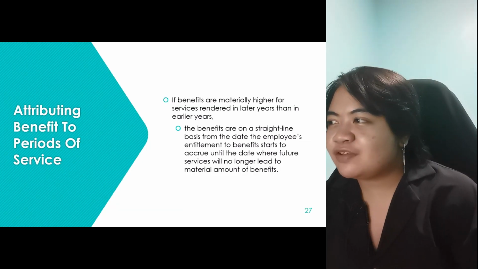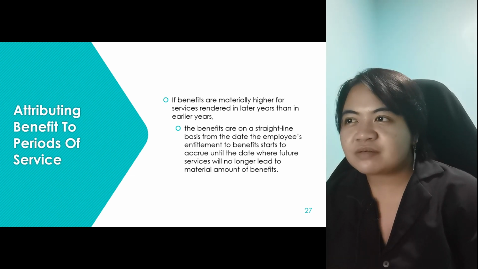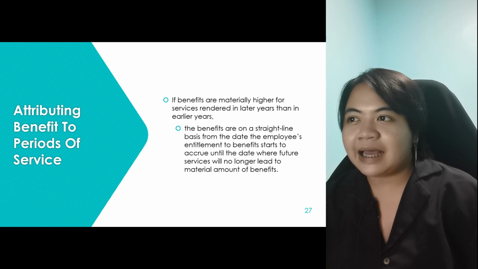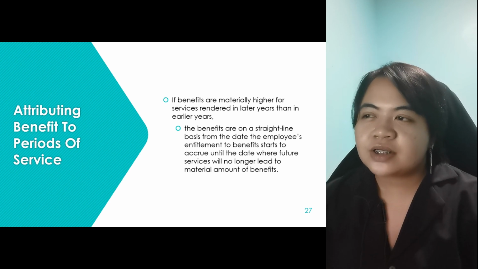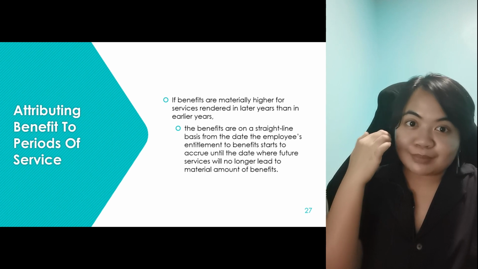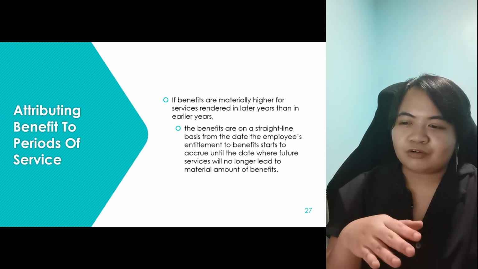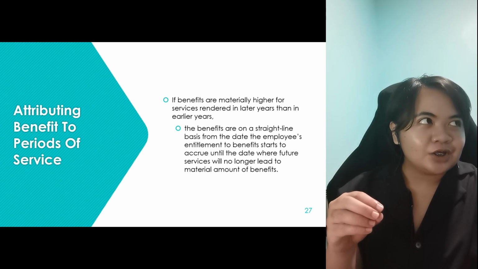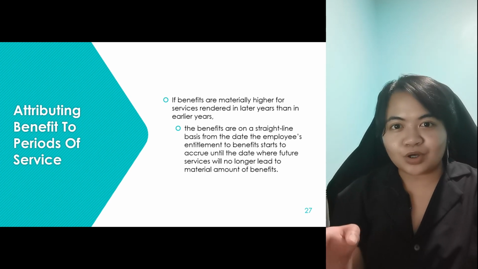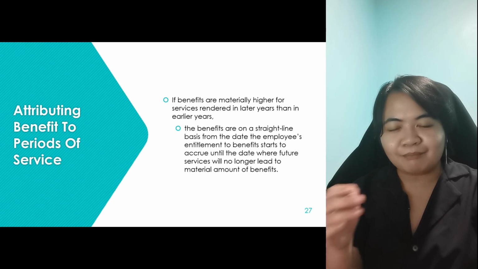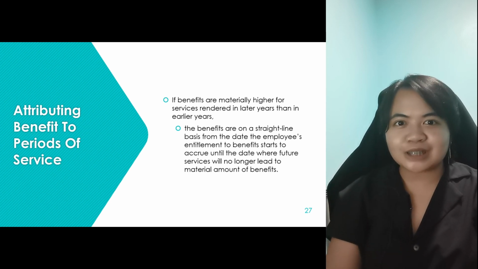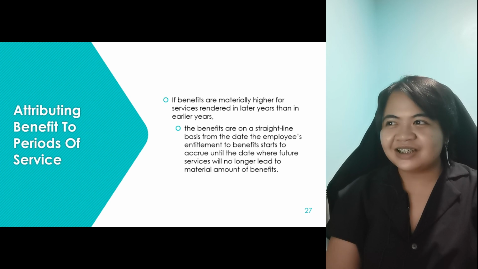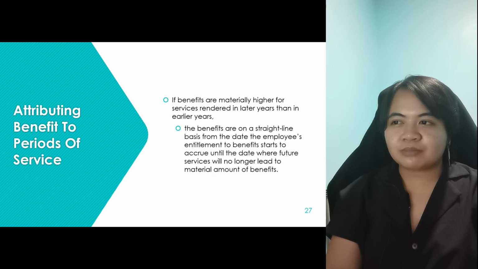Attributing benefit to periods of service. If benefits are materially higher for services rendered in latter years than in earlier years, it's because the status of the employee in the company changes. Their years of service grow, they get promoted, and their duties increase. So the benefits are attributed on a straight line basis from the date the employee's entitlement to the benefits starts to accrue until the date where future services will no longer lead to a material amount of benefits.